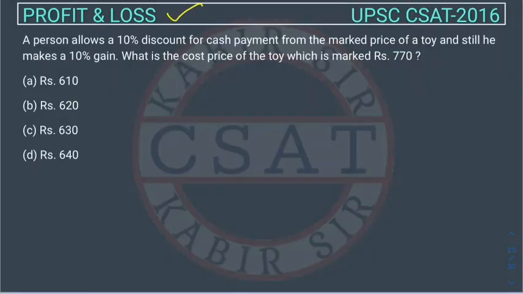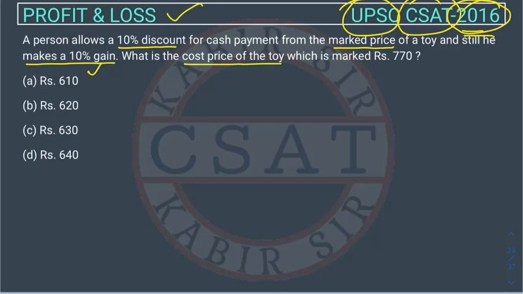This is a question of profit and loss asked in UPSC CSET exam 2016, right? So the question is: a person allows a 10% discount for cash payment from the marked price of a toy and still he makes a 10% gain. So the shopkeeper is offering 10% discount on the marked price, and still he is able to make 10% profit. So what is the cost price of the toy, which is marked 770, right?